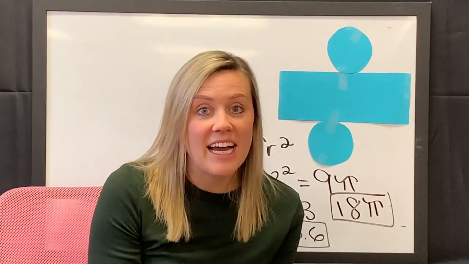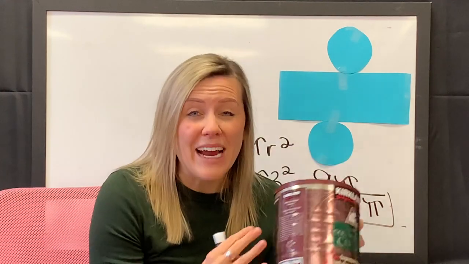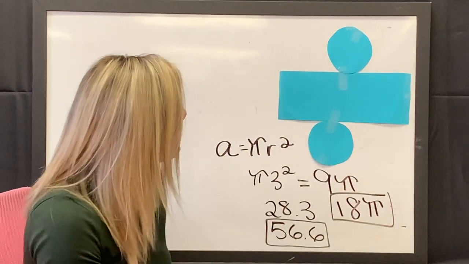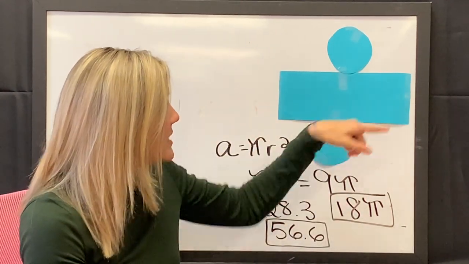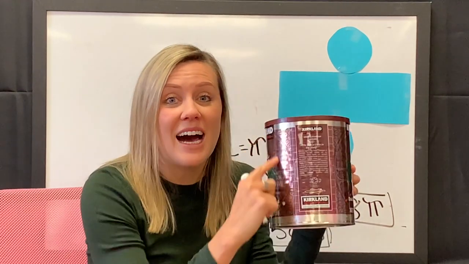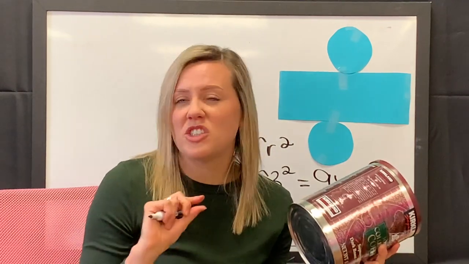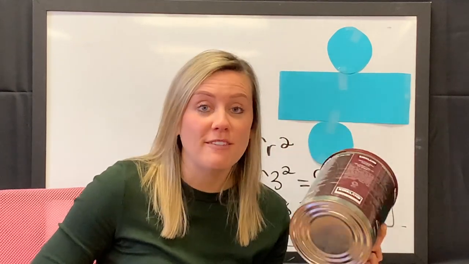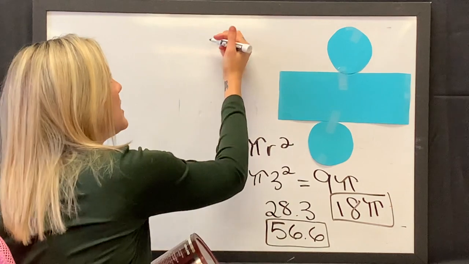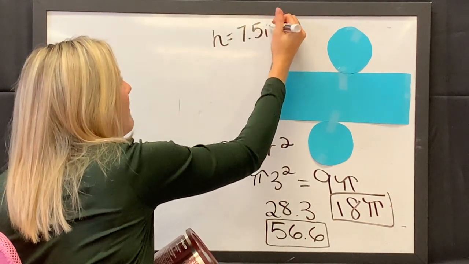The next thing I need to do is find the area of this piece that goes around my cylinder. And remember, this is just a rectangle, okay? So the first thing I'm going to want to figure out is the height, because when you figure out the area of a rectangle, it's just length times height. Okay, the height of my cylinder is 7.5 inches. So I'm just going to write that down. My height equals 7.5 inches.